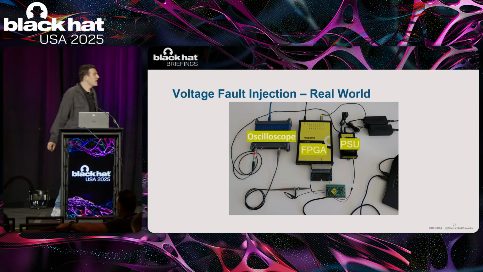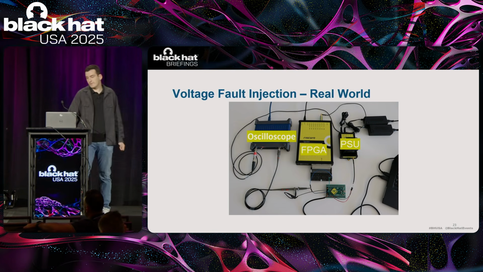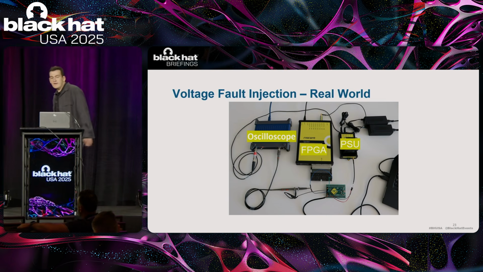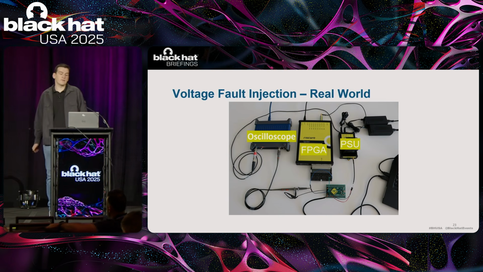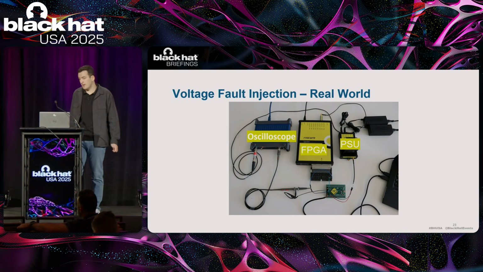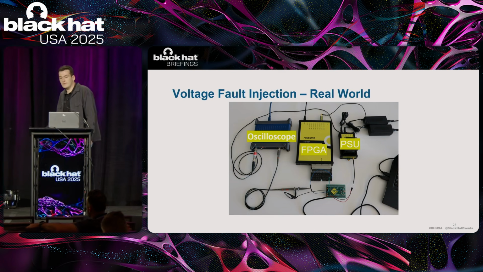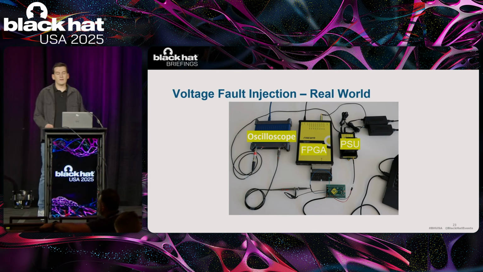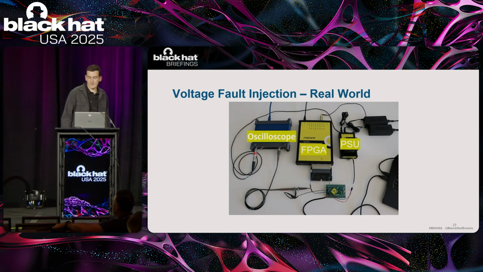And here you can see how this setup looks in the real world. The FPGA is connected to the device, and the power supply is giving power to the device and also introducing the faults. And all this process is monitored with an oscilloscope.